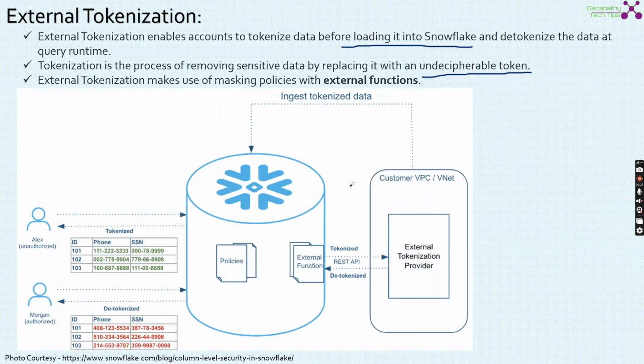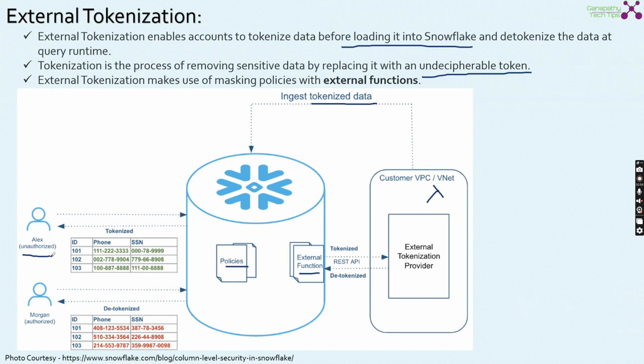This picture is very, very important from the understanding perspective. Now you can see, this is the Snowflake. Inside the Snowflake, we are having masking policies and we are having the external function. Now, there is the external tokenization provider, which is typically an AWS Lambda or Azure function or so. What that external provider will do, it will do the data encryption and it will ingest the tokenized data only into the Snowflake, as simple as it is.